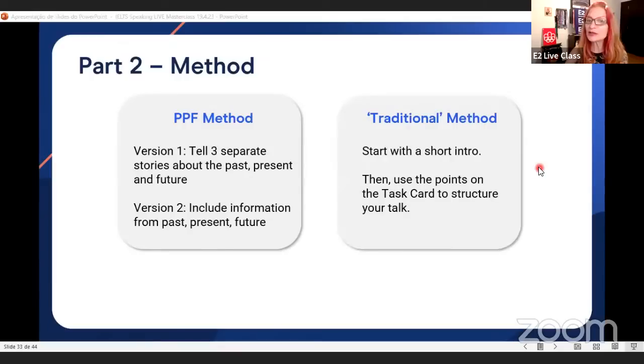And of course, there is the traditional method. Students can get excellent scores as well with traditional methods. However, it's a little bit more demanding. You should start with a short intro.